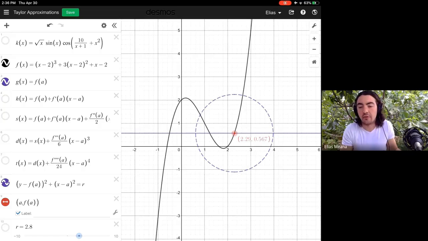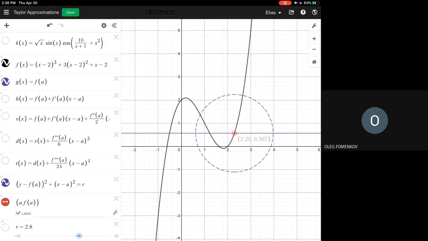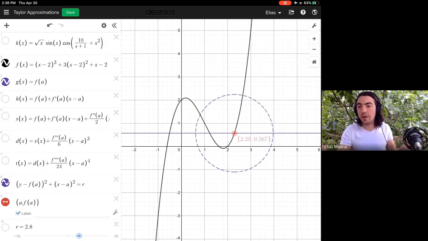It's not a very interesting thing. It's clearly a terrible approximation to this curve. It doesn't look anything like the curve. But it does actually meet up with the curve at that red point, at the point 2.29, 0.567. Everybody see that? So this is our zeroth and our worst approximation. It's a terrible one.